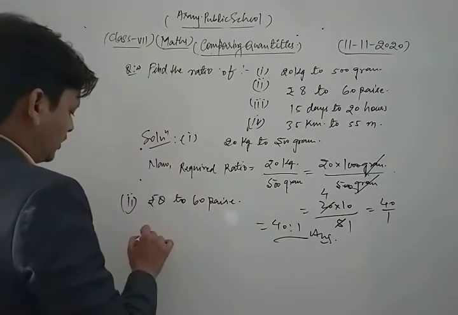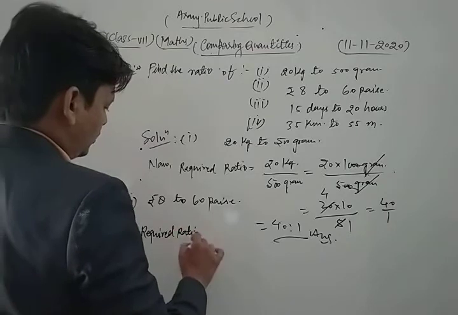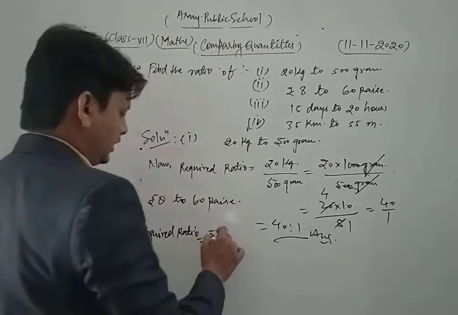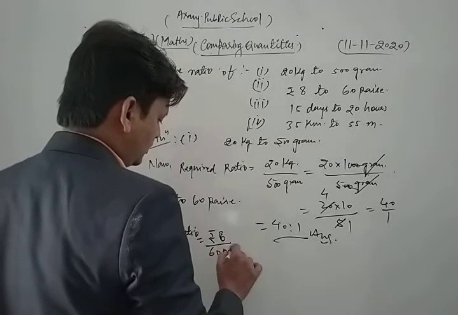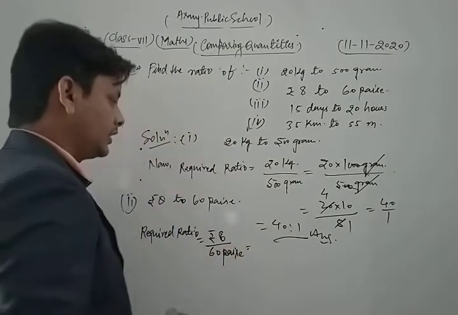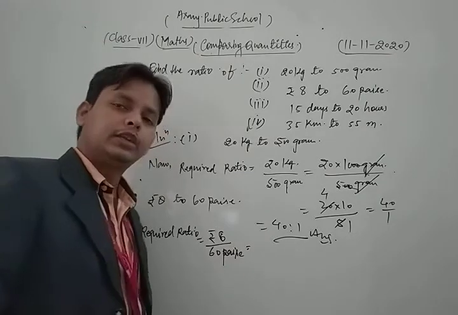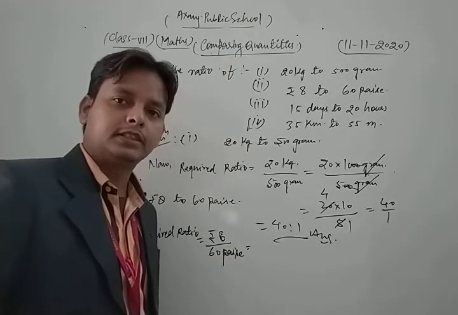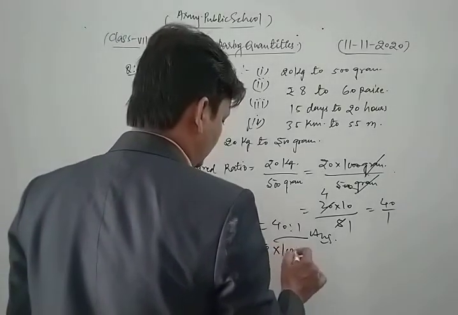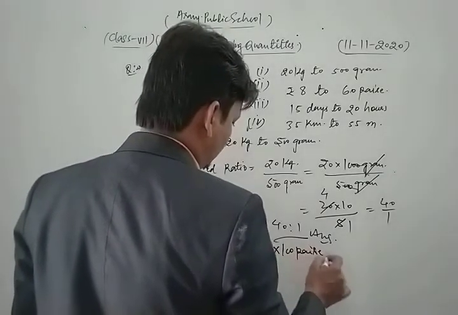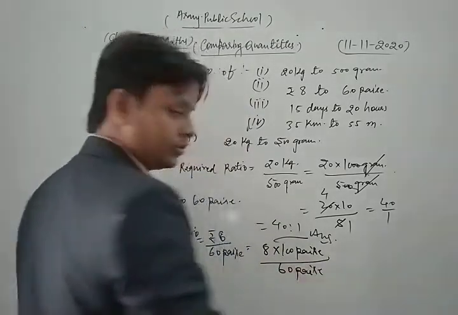Here the required ratio is rupees 8 to 60 paise. First of all, we convert rupees into paise, and you know that there are 100 paise in 1 rupee. So here we write 8 into 100 paise upon 60 paise, right as it is.